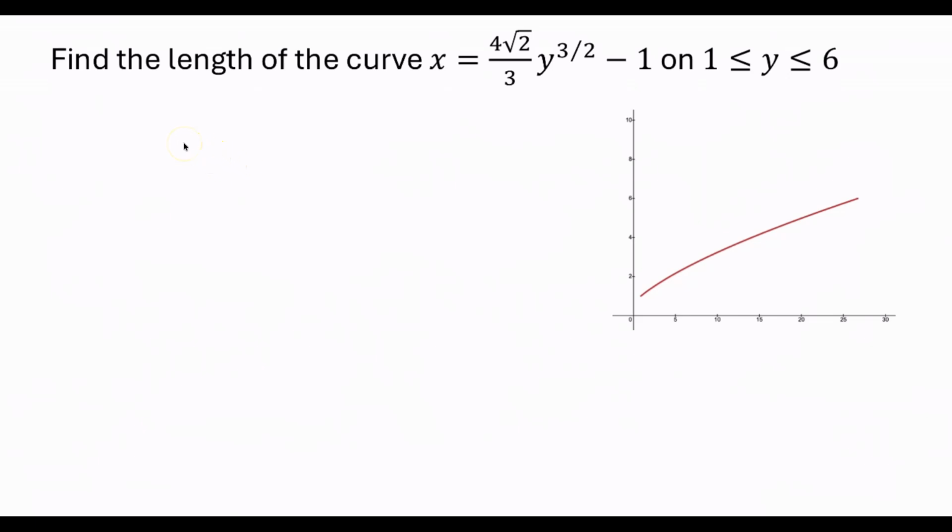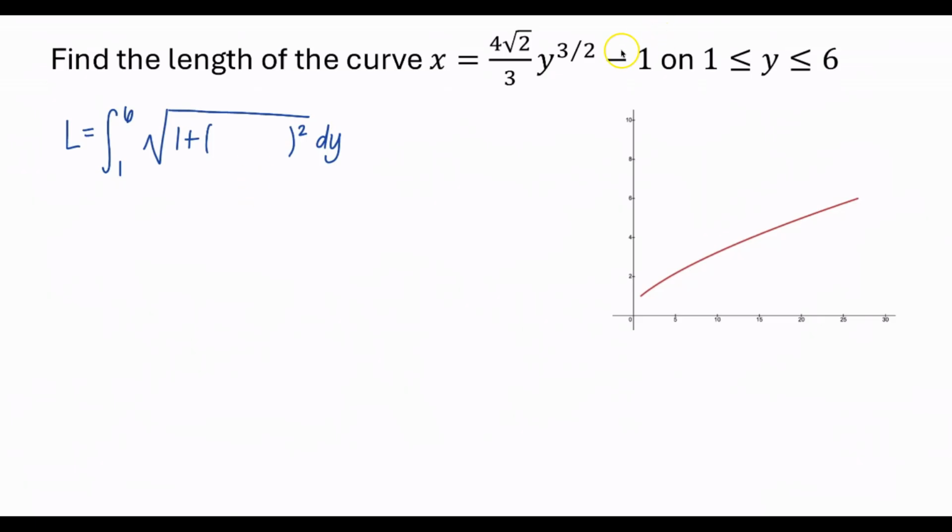So what I'm going to do is jump straight to the formula here. So we're going to have the arc length is the integral from 1 to 6. And remember, these are y values. And then we're going to have the square root of 1 plus, and then I'm going to need the derivative of our given function squared. So I'm going to leave a blank space for that quantity squared, and the differential is dy.